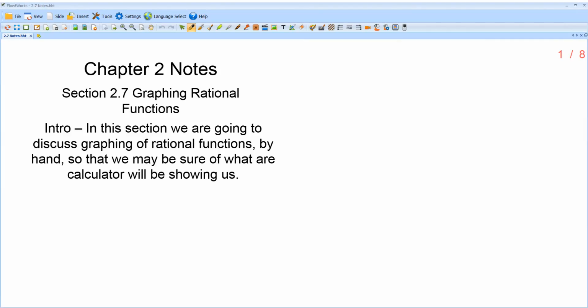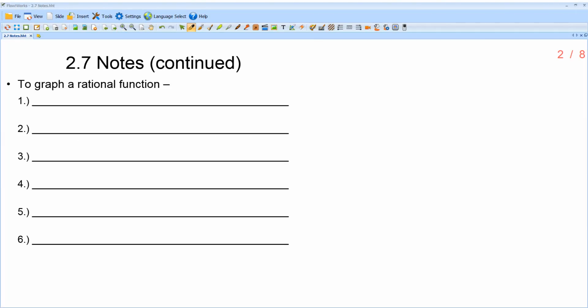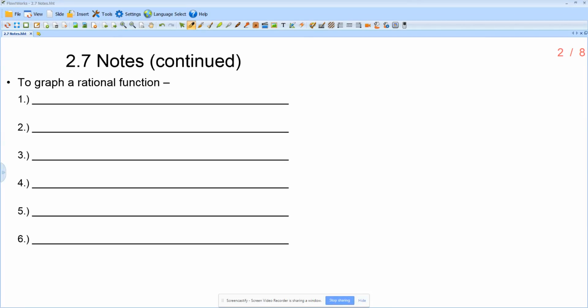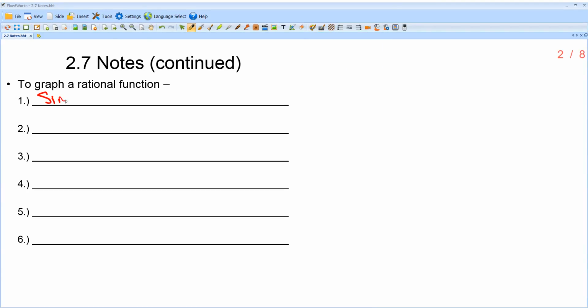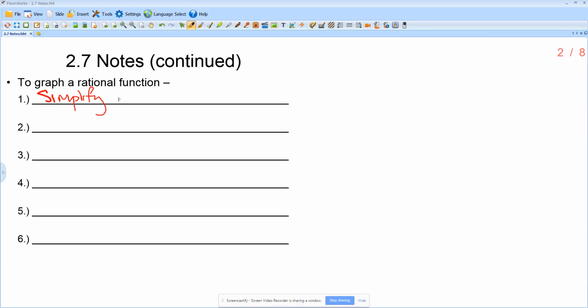So going into this idea, we're just going to talk about these 6 steps that we're going to follow. First is exactly what I said in section 2.6. We're going to simplify, if possible. So if it's not possible to simplify, totally fine. We'll leave it exactly as is.